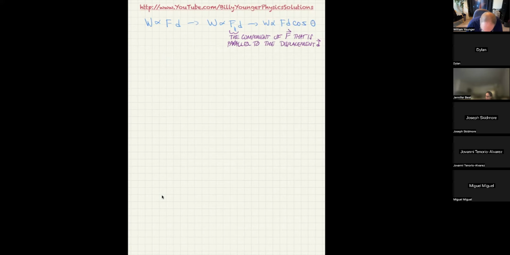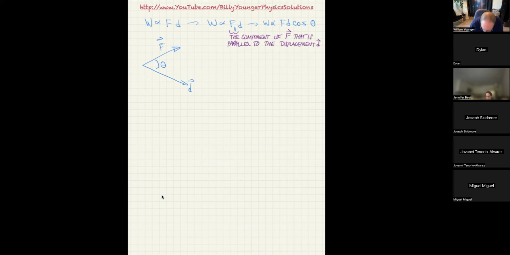cosine theta, where you can sort of represent the force as like this vector, and then you can represent the displacement like this vector, and then when they're tail to tail, that angle equals theta. Okay, so that's actually how the theta is defined in terms of this work formula.